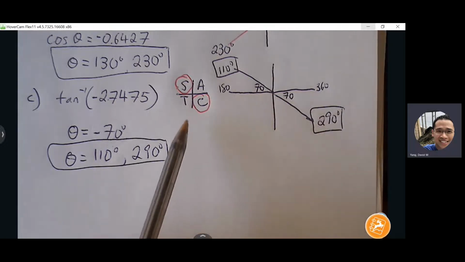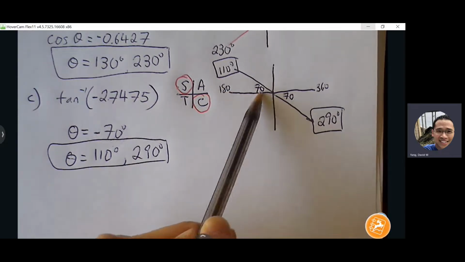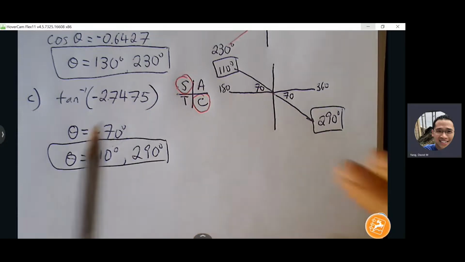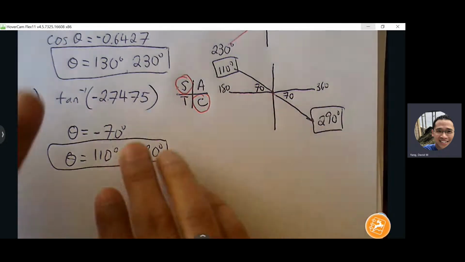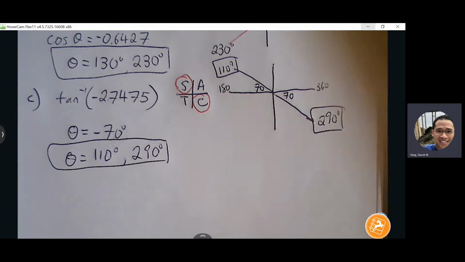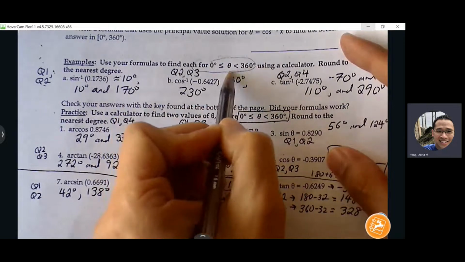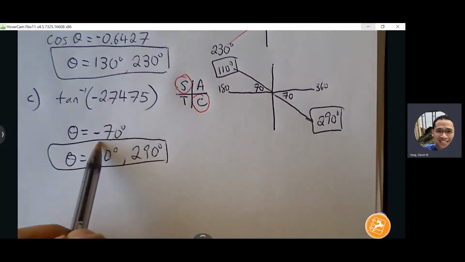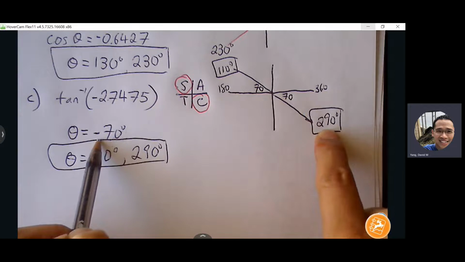And if I want a degree measure that has a reference angle of 70 degrees in the second quadrant, I do 180 minus 70, and I get 110. Is negative 70 degrees an answer? Negative 70 degrees is sort of an answer, but if we look at the direction, it says we want a theta between 0 and 360. So a version of negative 70 between 0 and 360 will be the same thing as if I added 360 to negative 70, and I'll get 290 as well.